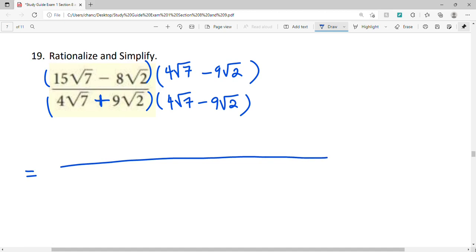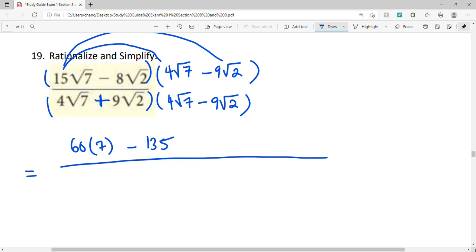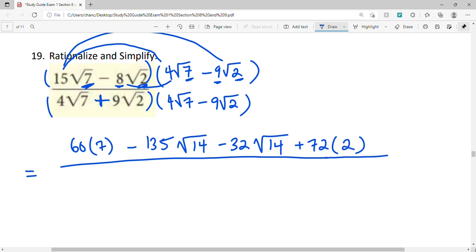Unfortunately, we have to FOIL the top out. So we'll multiply 15 times 4. That's going to give us 60. And the square root of 7 times the square root of 7, that's just multiplying by 7. 15 times negative 9 gives us negative 135. And root 7 times root 2 is the square root of 14. We'll multiply negative 8 times 4, that's negative 32. And the square root of 2 times the square root of 7, that's the square root of 14. Negative 8 times negative 9, that's a positive 72. And we have root 2 times root 2 is just 2.